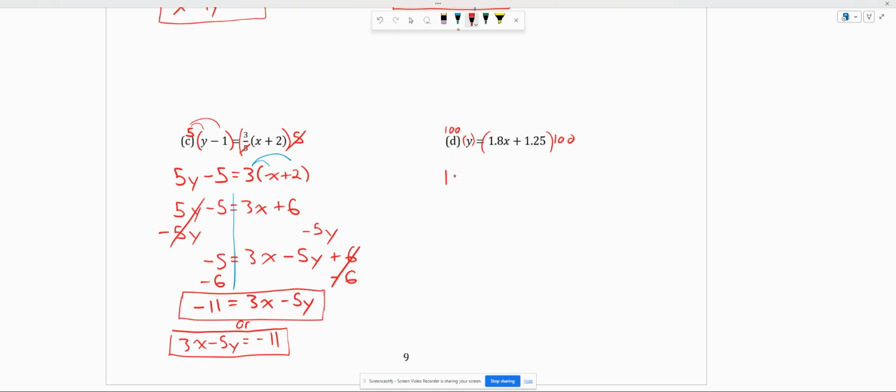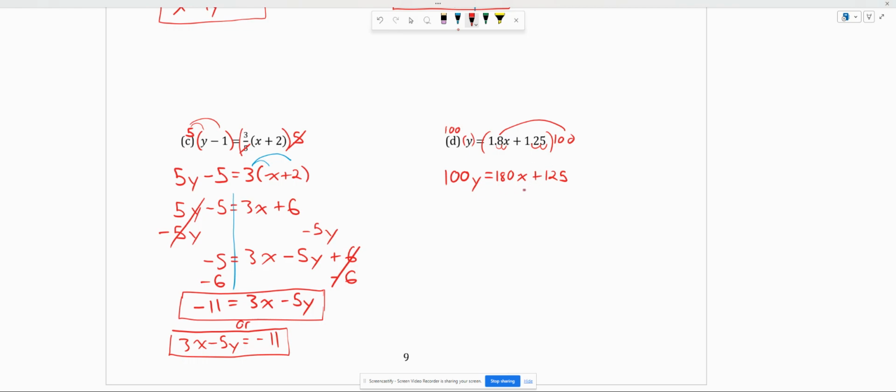100 times y, well, that just gives me 100y. And when I take this 100 multiplied by 1.8, that moves the decimal over twice. You can try it in your calculator, and you're going to get 180x. And likewise, this decimal is going to move over twice, and I'm going to get 125. Okay, now that solves our decimal problem.